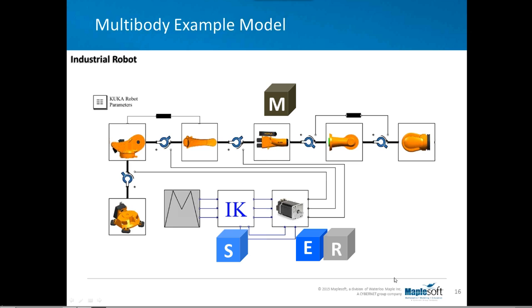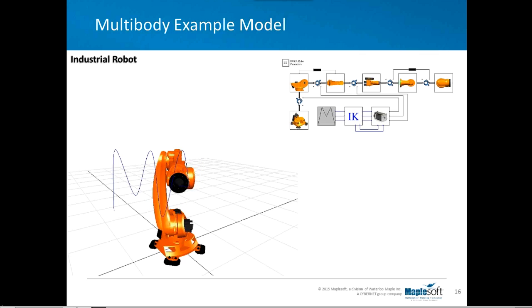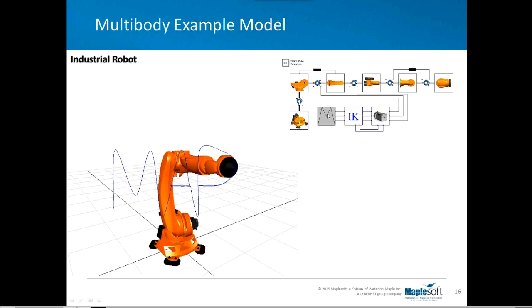There are electrical components for the servo motors, and the force or the torque exerted by the servo motors is carried through 1D rotational components. Let's have a look at the animation playback for this simulation, as it goes through the path specified in this signal block, which traces the word Maple in space.